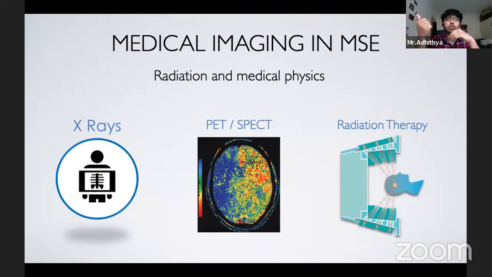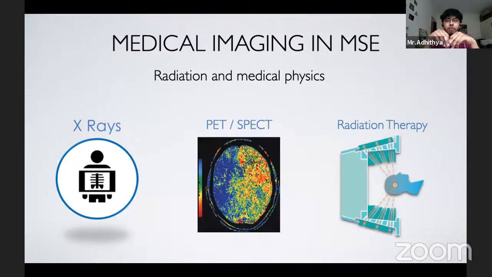So we use radiation also for therapy, and it also comes under medical imaging and radiation physics, because at the end of the day it deals with radiation sources. And in order to monitor this activity, you have to again use imaging modalities to see how much the tumor or the mass has shrunk down. So this is also an important part in medical imaging.